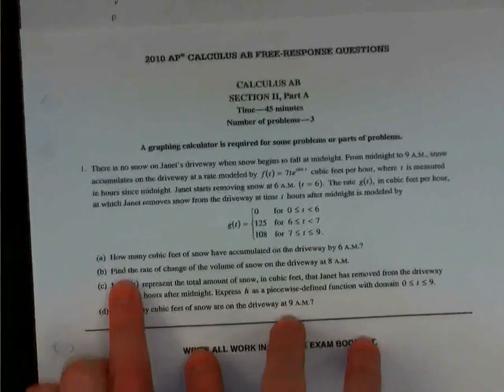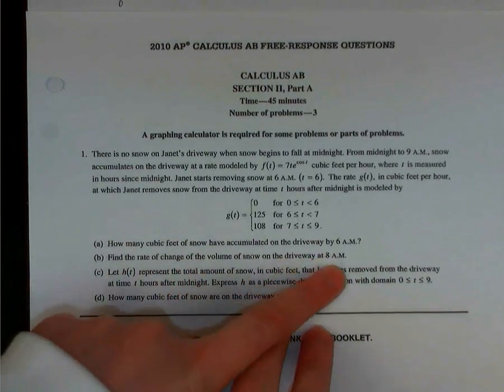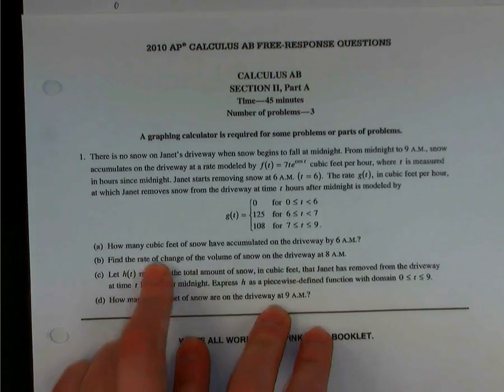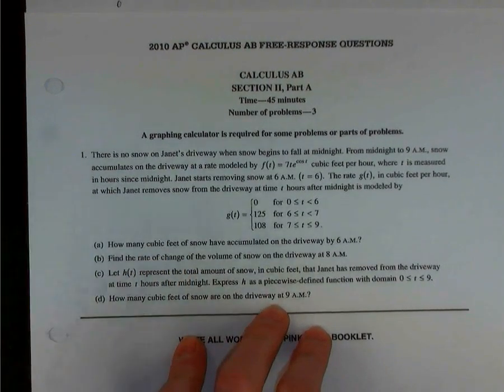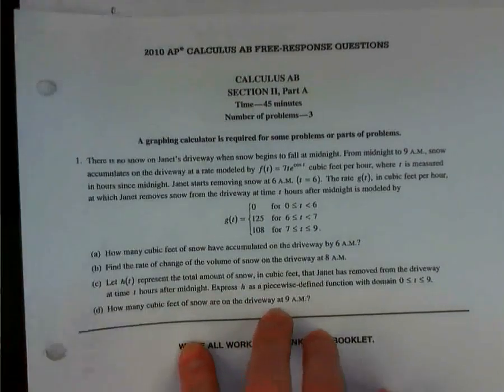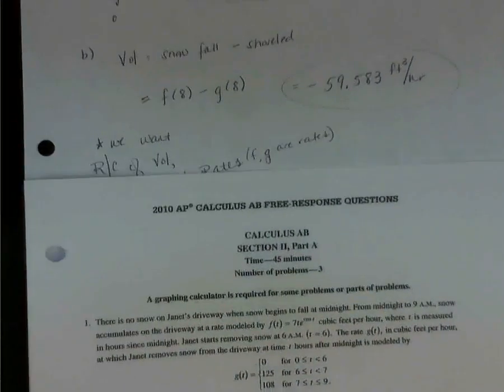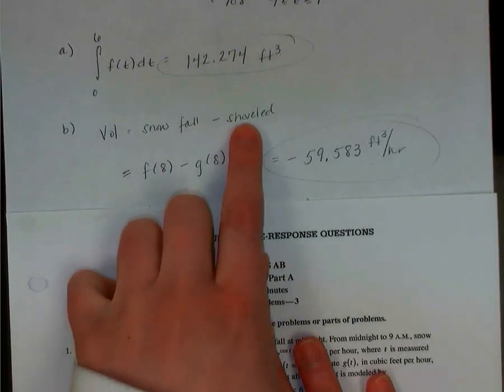Part B, find the rate of change of the volume of snow on the driveway at 8 a.m. Rate of change. We are given the rates. The volume of the snow on the driveway at 8. You have to think about how much snow has fallen and how much snow has been shoveled. That's the big thing with part B. So when we look at this, the volume is the snowfall minus the snow that's been shoveled.